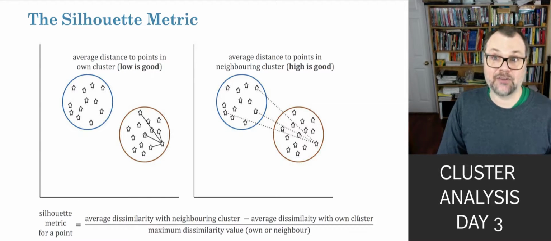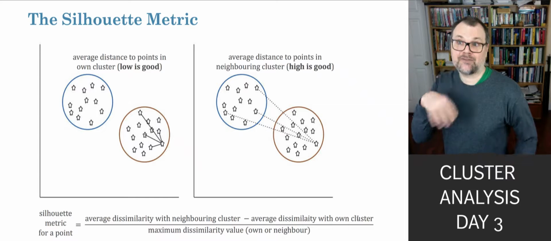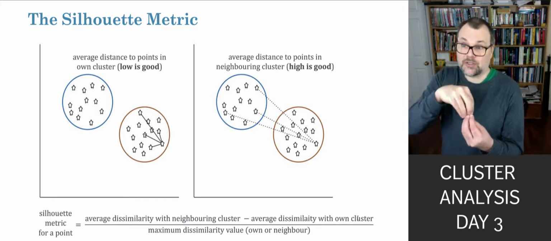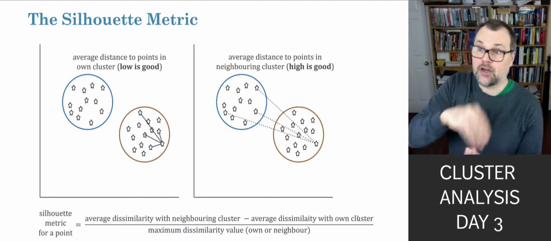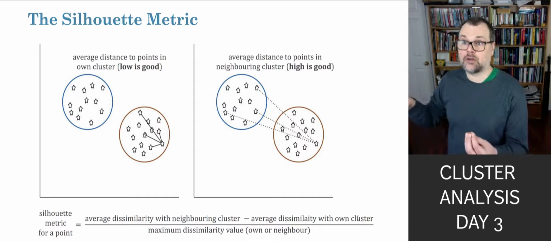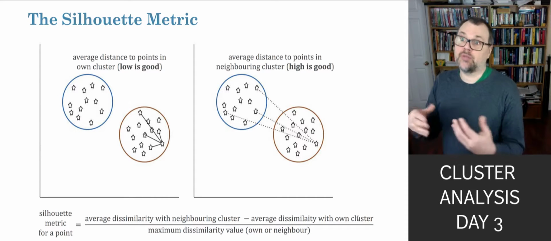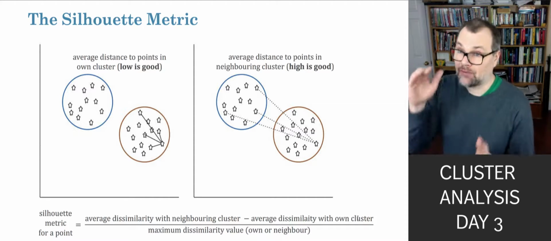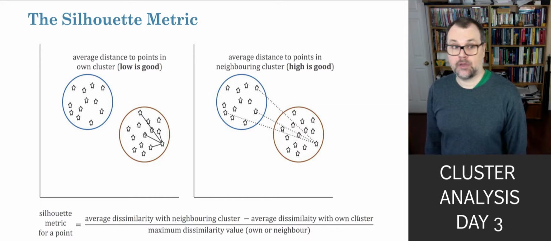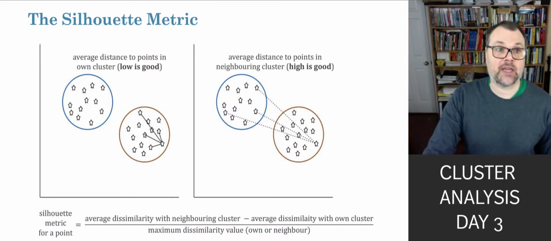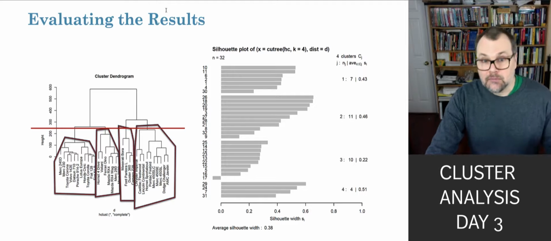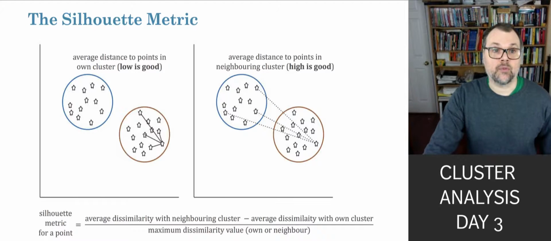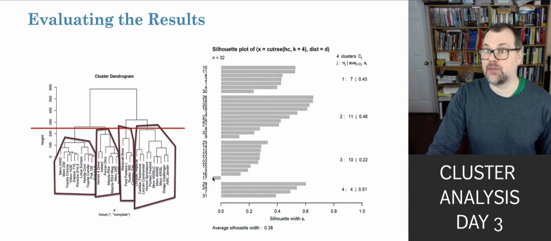And you'll get a negative value if there's a lot of dissimilarity within its own cluster, and it looks as though there would be a fair number of observations in other clusters which you would be more similar to, have lower dissimilarity. So this is what the silhouette metric actually does, and out of this, what we're guessing here is that one of these is probably misassigned.